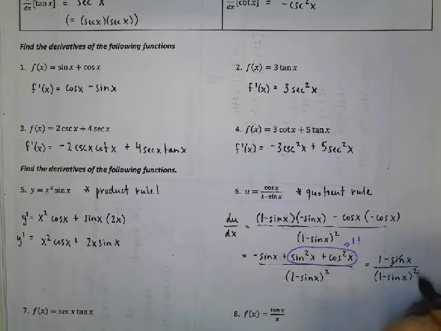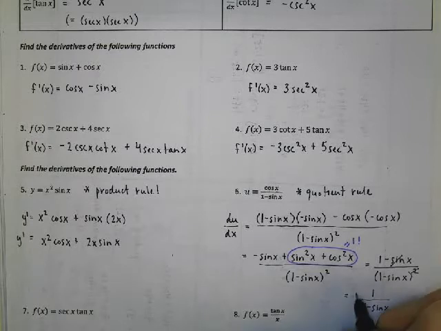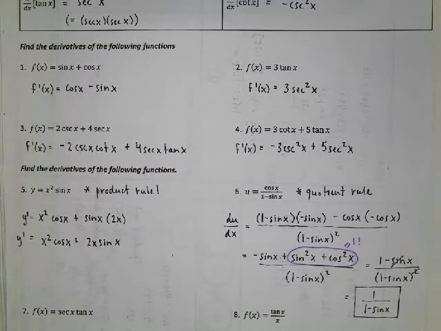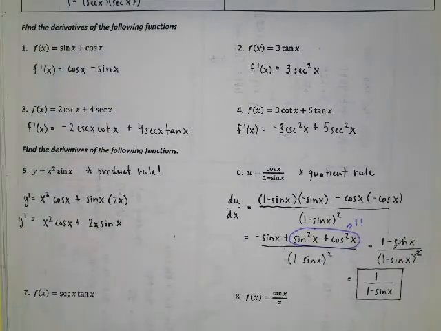So that's going to cancel out of the top. One of them is going to cancel on the bottom. So this whole thing simplifies to 1 over 1 minus sine of x. So definitely be on the lookout for those identities as you go through these types of problems.